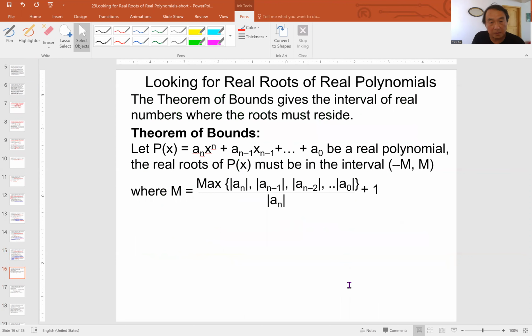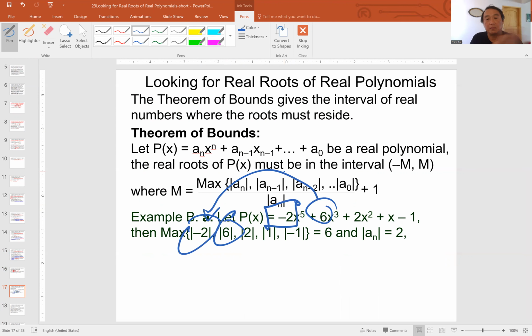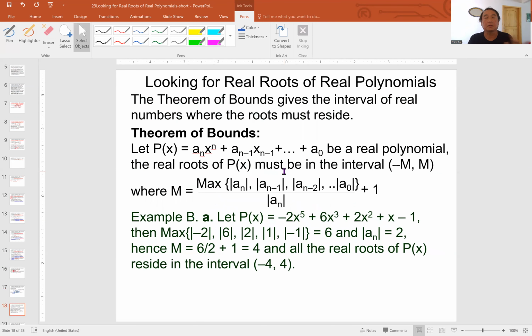Now, that's where the theorem of bounds tells us. It says to find out where they are, you take the largest number in absolute value, then divide by the very first number and add 1 to it. So in this case, the largest coefficient is 6, divided by the first number 2. That's 3, add 1, that's 4. So all the real roots must be between minus 4 and 4.